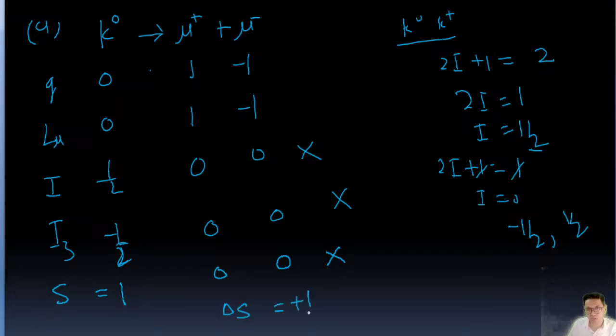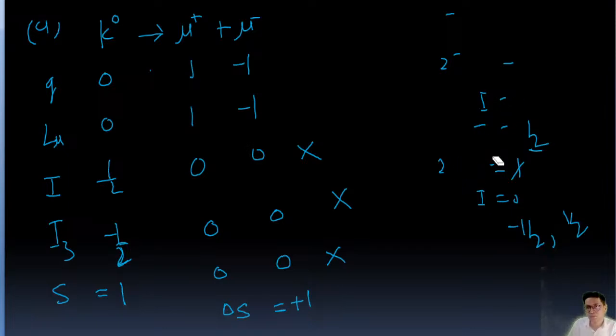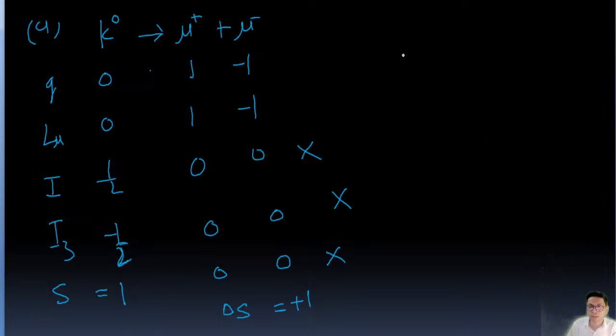I'll tell you how we have got this. Here, how do we get strangeness? This is the formula: Q, charge, equals I3 plus S plus B by 2, right? B is baryon number, S is strangeness.